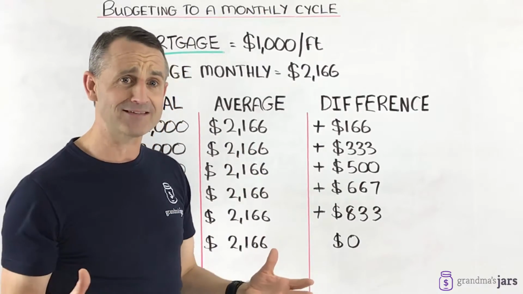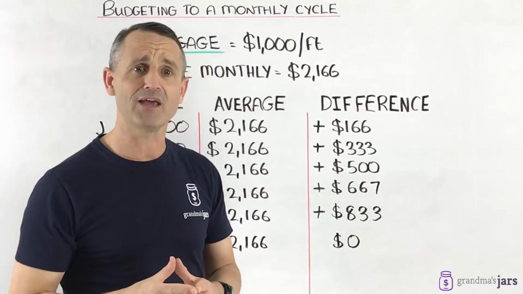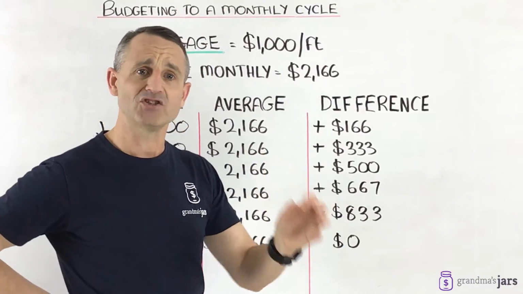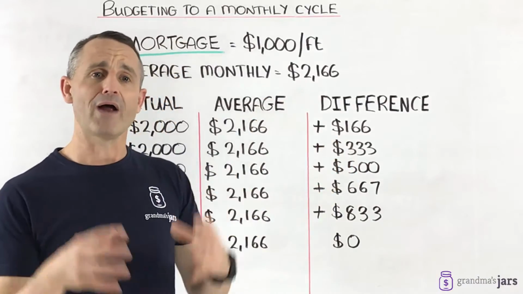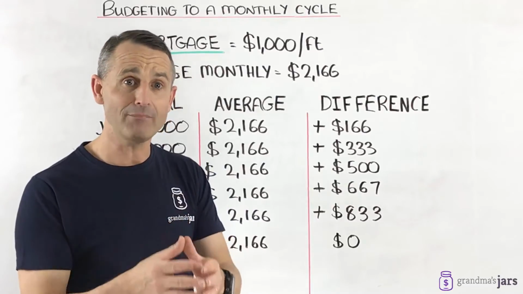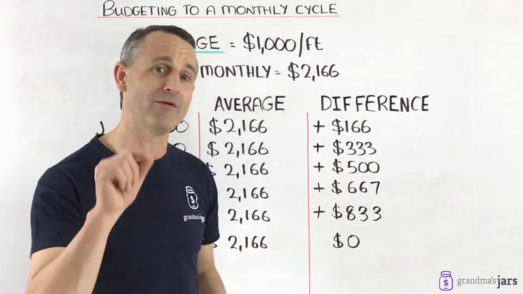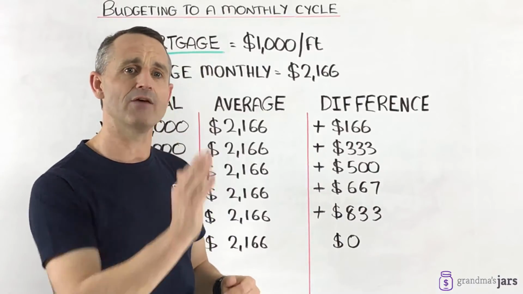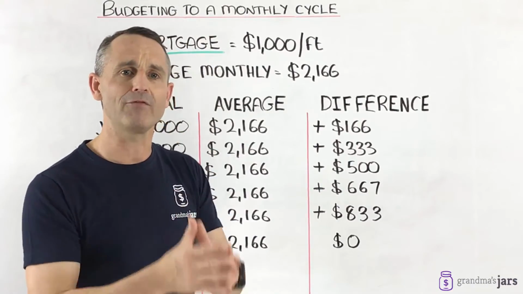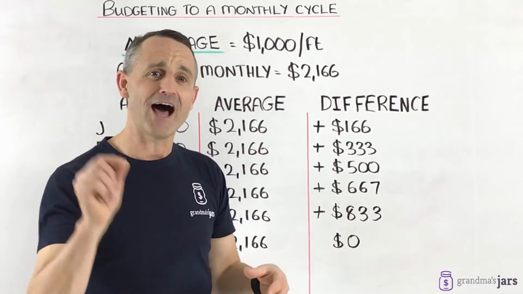So I'm hoping that makes sense. Pretty simple. Income, budget to your minimum monthly income. Expenses, budget to your average monthly income. The Grandma's Jars app does both calculations, so that with income, it'll work out your minimum monthly income and your average monthly income. But with expenses, it only ever uses average monthly expenses. So there you go. Should be pretty easy from here. Start budgeting to a monthly cycle.